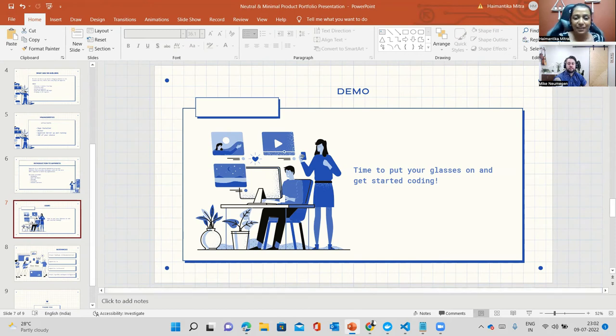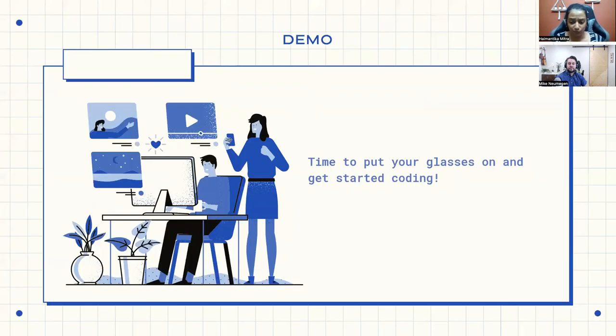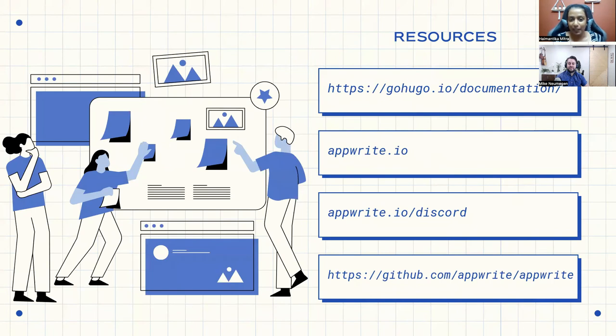So yeah, that was all of the demo, and I'll go and present my screen once again. If you liked it, and if you think that this is something that you want to try, these are a few of the resources that I have listed for you. The first one being the Hugo documentation, which is super easy to follow and very effective. The next one is appwrite.io. Basically, everything that I was showing you, the documentation, comes from there.